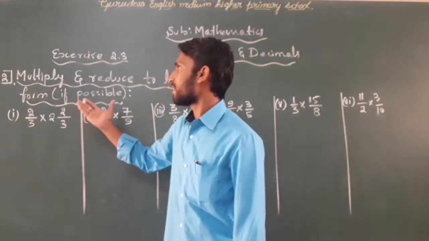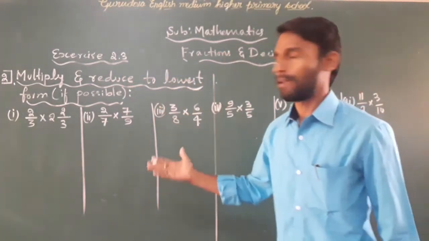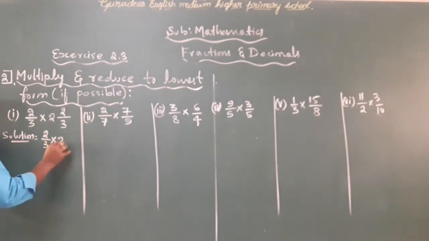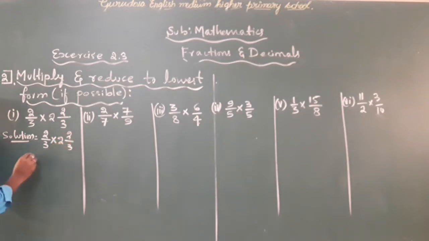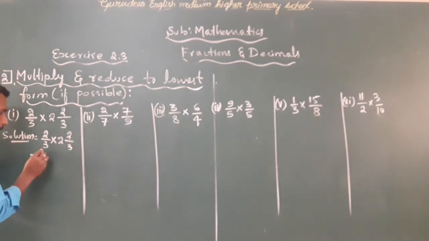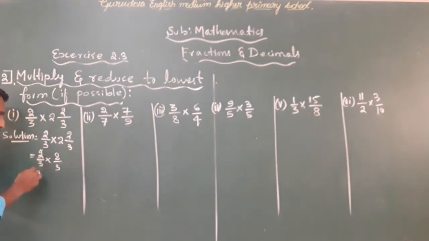Okay, dear student, second main: multiply and reduce to lowest form if possible. Your first question is 2 by 3 into 2 whole 2 by 3. We have to multiply it. Dear student, before multiplication we have to convert this mixed fraction into an improper fraction. Now 2 by 3 into 8 by 3, since 3 times 2 is 6 plus 2, 8 by 3. Now we multiply: 16 by 9.